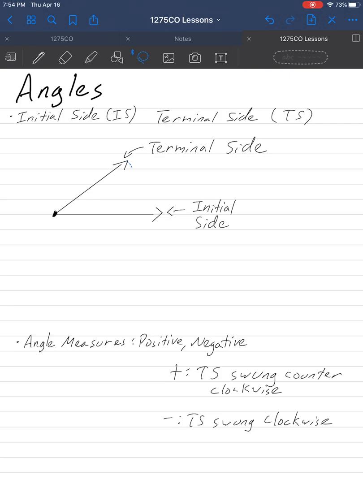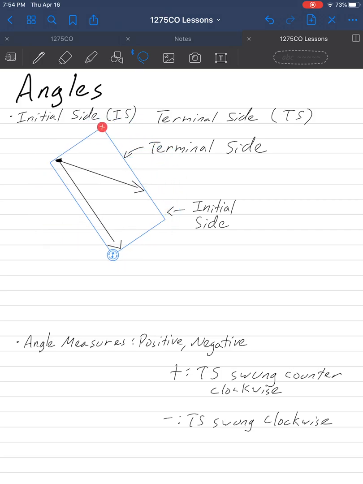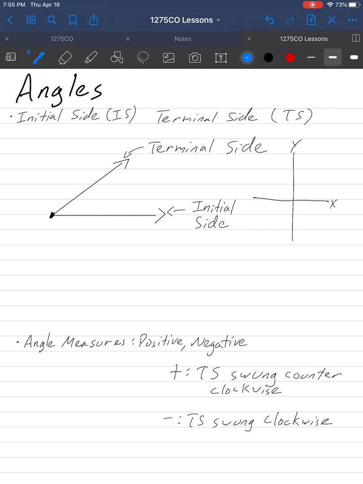And if you imagine that this angle can be turned around like so, that means it can always be situated and oriented in a specific way. The initial side of the angle will always be a horizontal ray pointing to the right. If you think about an XY axis, the initial side of the angle is always going to be on the positive side of the x-axis. That's where the initial side is going to lie, and I will abbreviate this with the letters IS. The other ray that makes up the angle is called the terminal side, and I will abbreviate this with the letters TS.